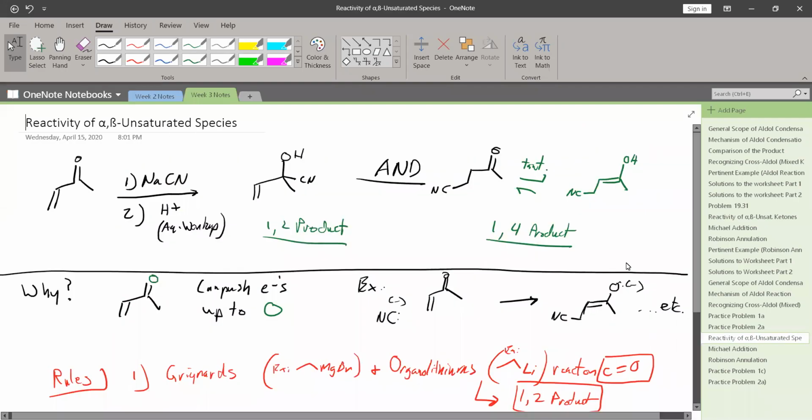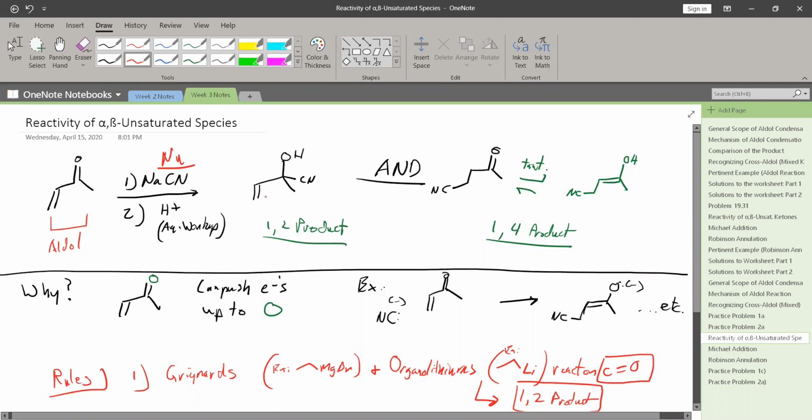Welcome back. So today we're going to be talking about the reactivity of these alpha-beta unsaturated species. Now, if you remember from the last lecture, and especially Monday's lecture, we can make these generally from the aldol reaction. But how is this useful to us? Well, we can react this with any nucleophile. In this case, I decided to choose CN, but you can react it with any nucleophile. You react that nucleophile, and we can get two different products.